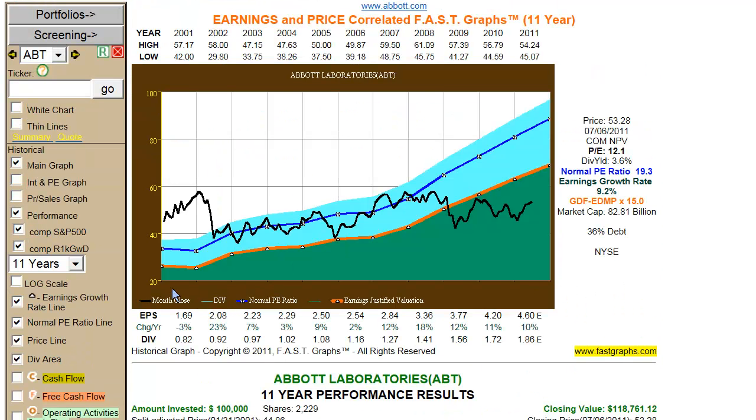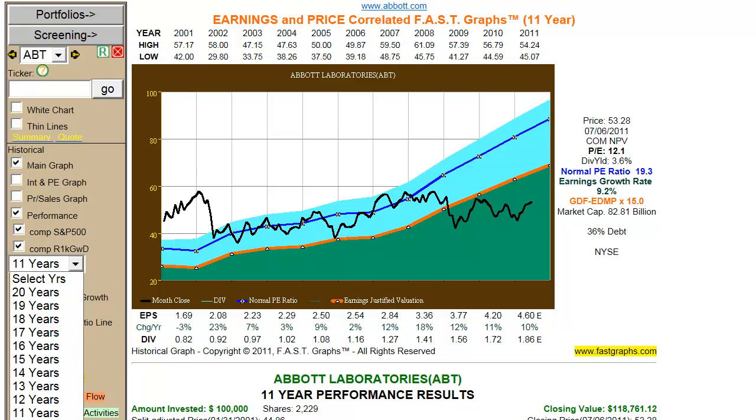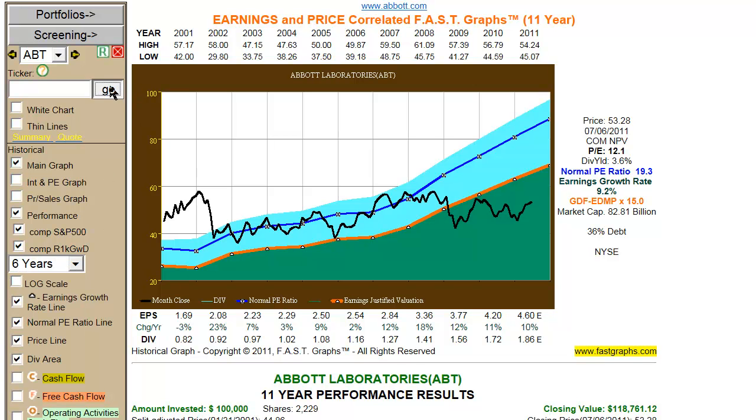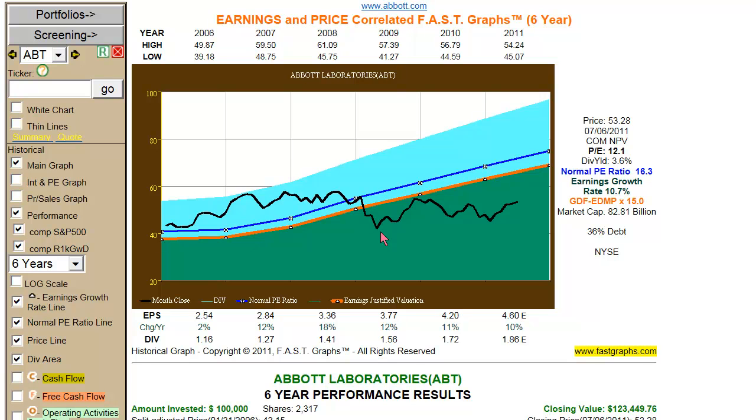Our third example is Abbott Labs, probably the most consistent of the five stocks we're going to look at. Earnings growth has averaged about 9% during the last 11 years. But just to point something out about how consistent this company is, if we shorten the time frame to only 6 years, you'll see that Abbott Labs' earnings growth rate has actually increased to 10.7. So it's a very consistent grower.